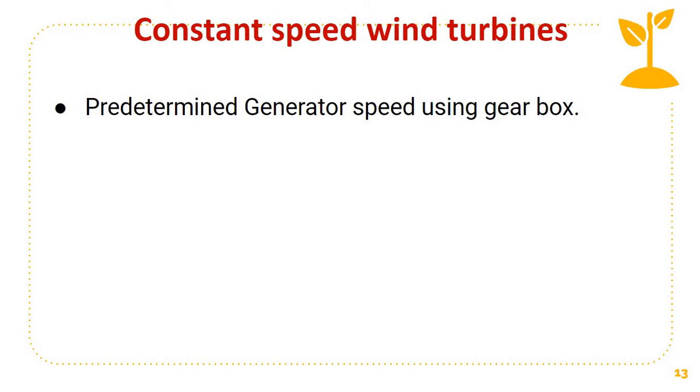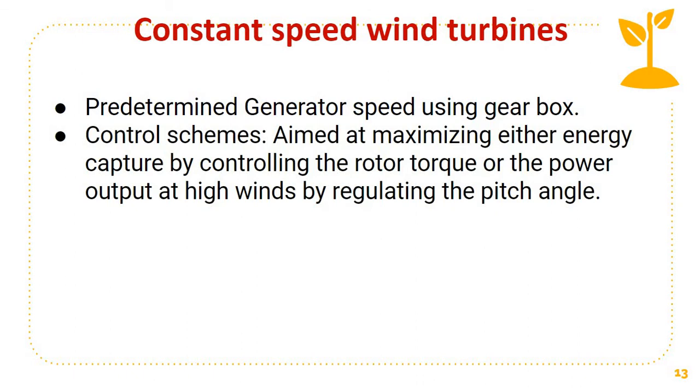Now in the constant speed wind turbine, since we have a gearbox, we can predetermine the generator speed using the gearbox. The control schemes are aimed at maximizing either energy capture by controlling the rotor torque, or the power output at high winds by regulating the pitch angle. Pitch control is the technology used to operate and control the angle of the blades in a wind turbine. The system in general is made up of electrical motors and gears, or hydraulic cylinders and a power supply system.